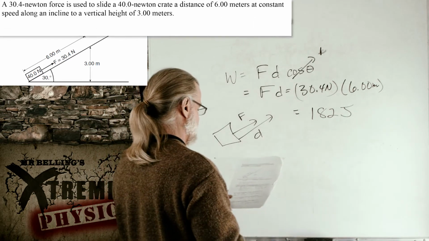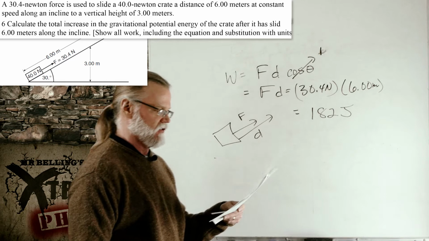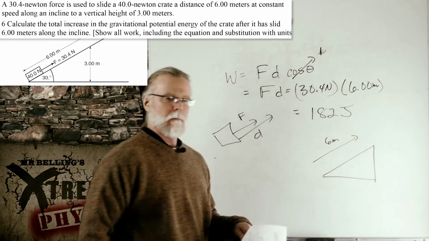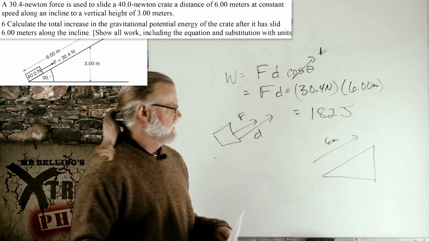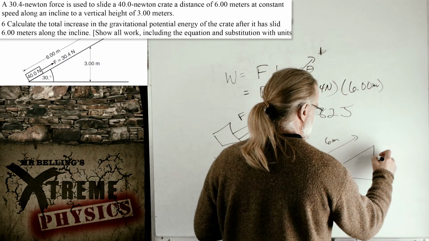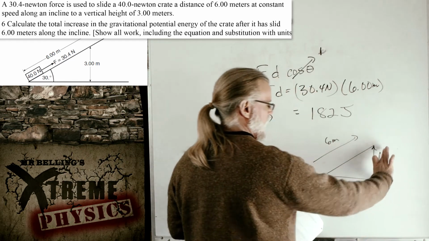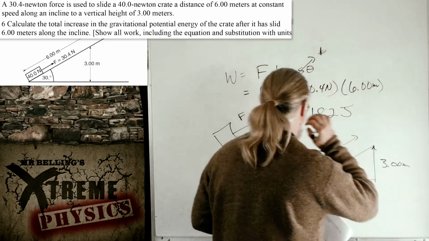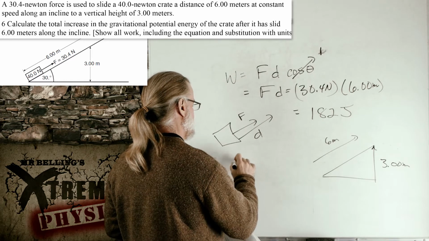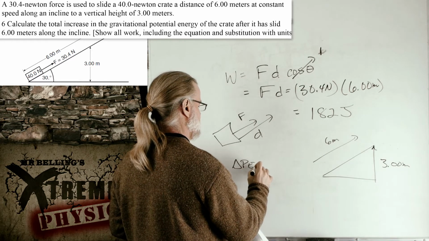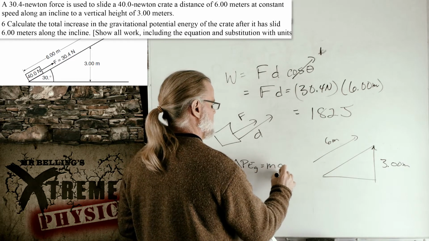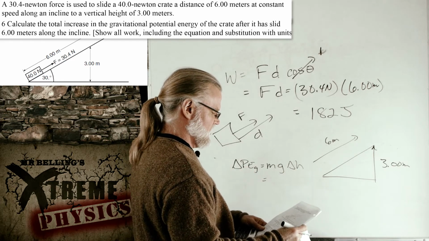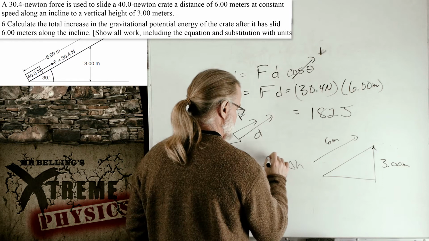Calculate the total increase in gravitational potential energy. It's going 6 meters this way, but the gravitational potential energy is determined by how high you go. And that was 3 meters. All right. Change in gravitational potential energy is mg delta h. All right, let's see how much it increases. mg, of course, is 40 newtons. This is the weight.